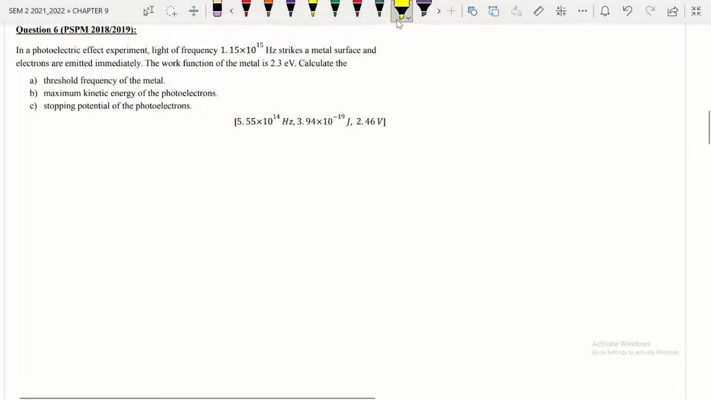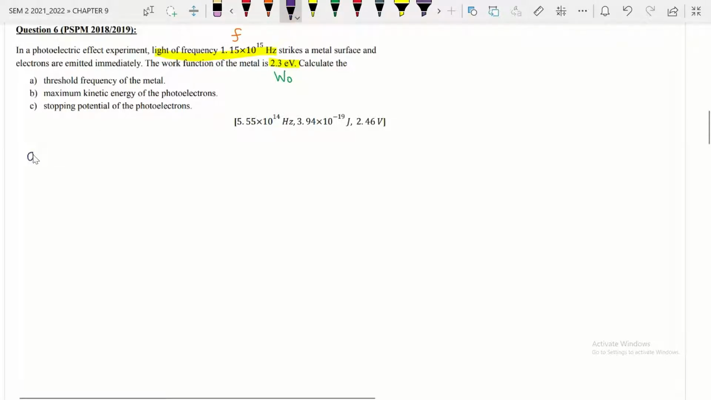Okay, now let's look at number 6. So in a photoelectric effect experiment, the light of frequency is 1.15 times 10 to the power of 15 Hertz. Okay, so this is the frequency. It strikes a metal surface and electrons are emitted immediately, so spontaneously. The work function of the metal is 2.3 electron volt. So this is the work function.